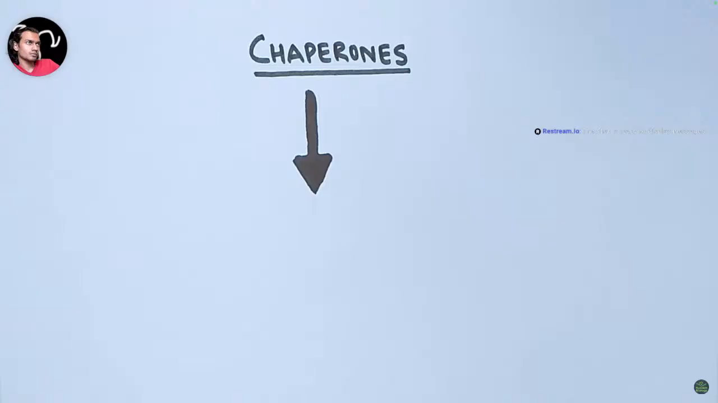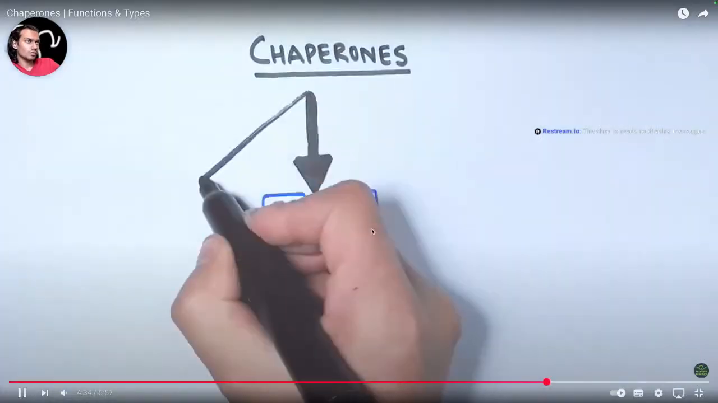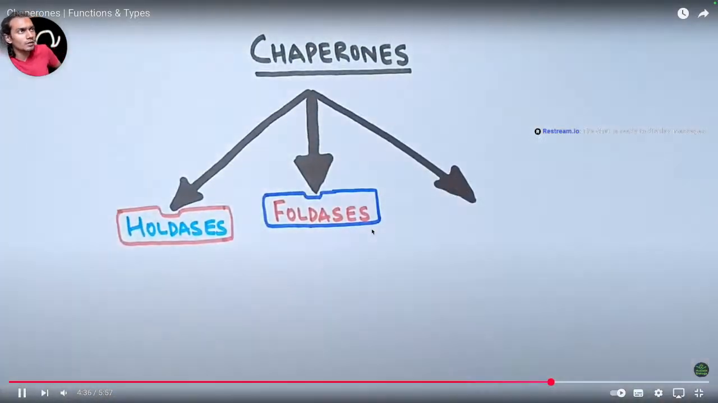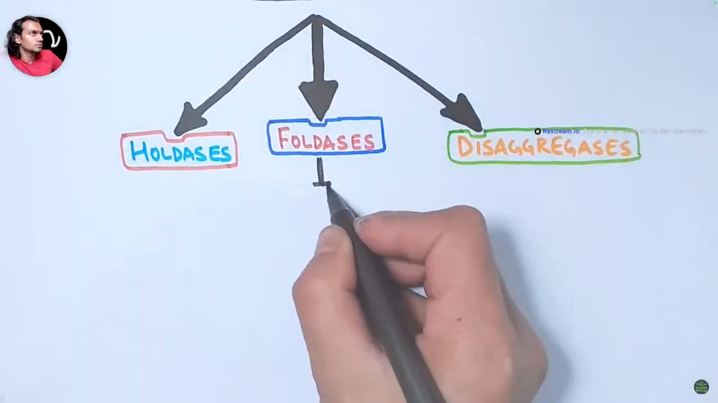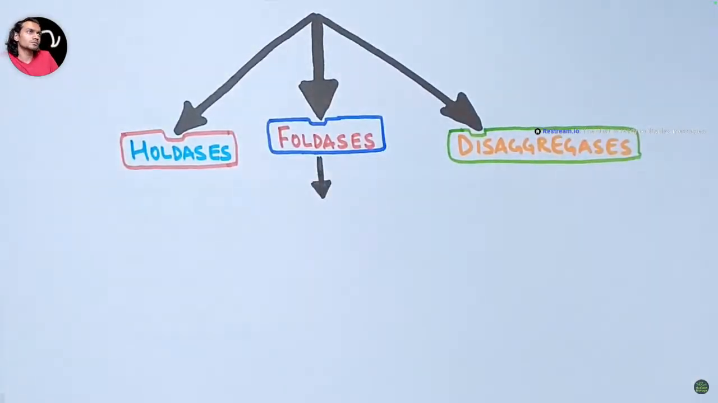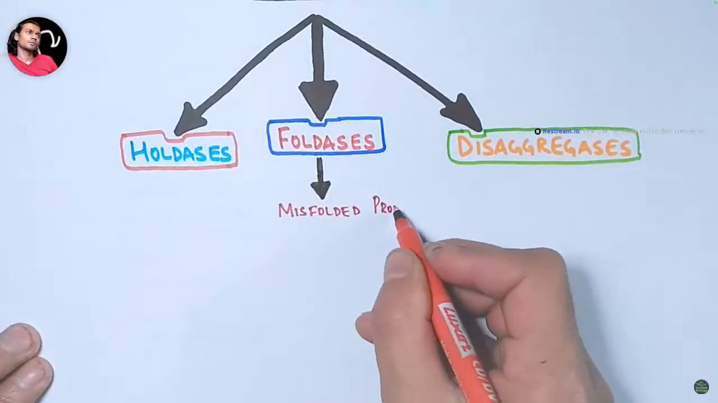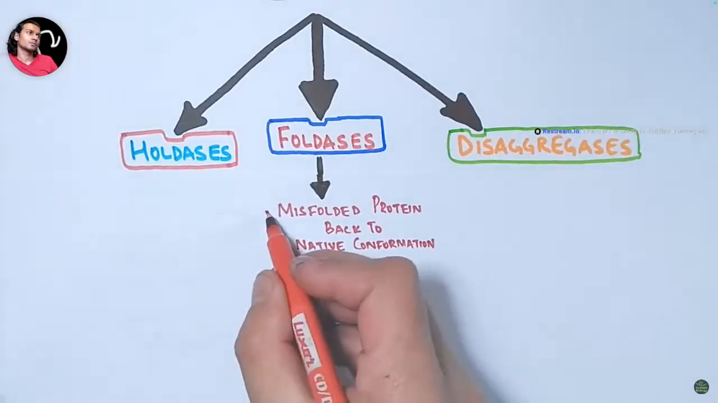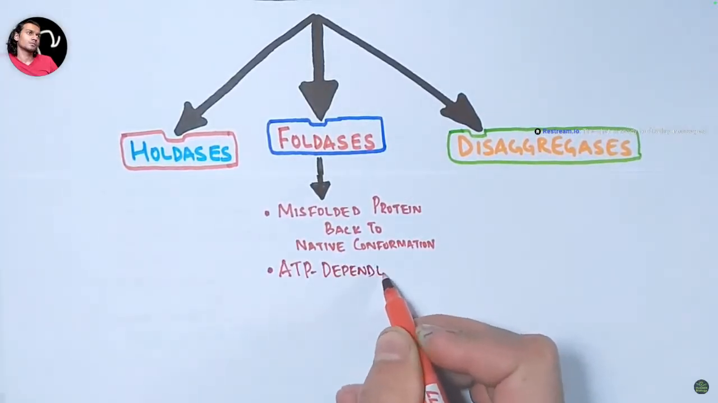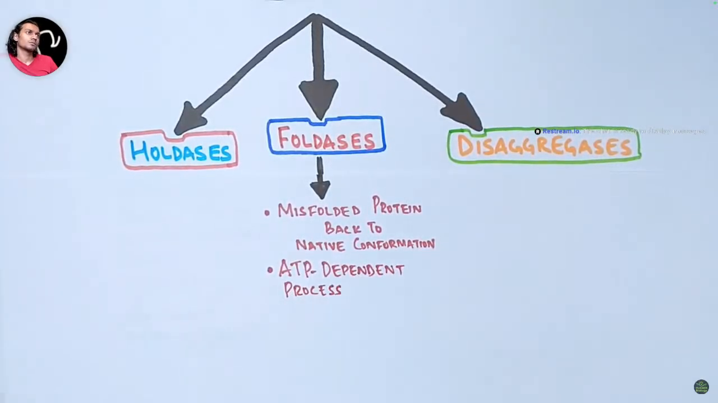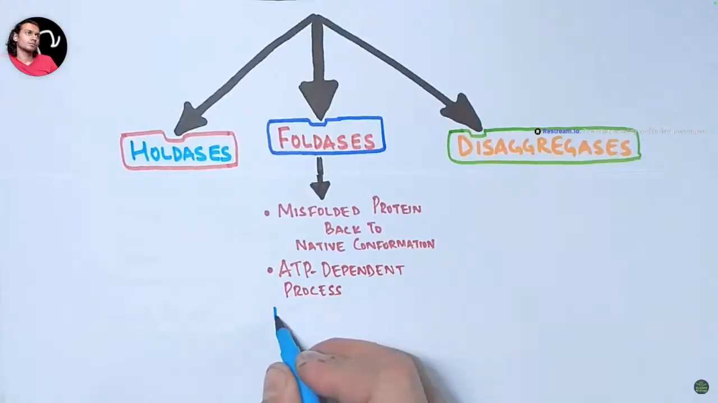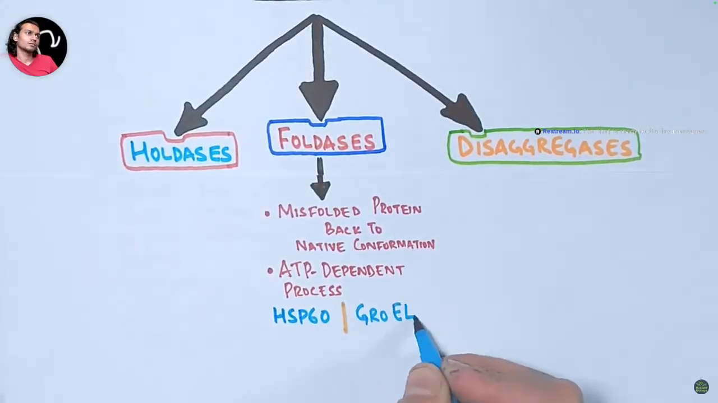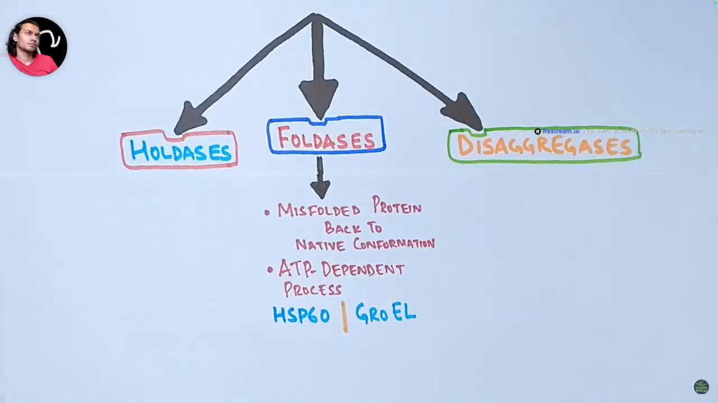On the basis of chaperone activity, we categorize the chaperones into three classes. First one is the foldases, second one is the holdases, third one is the disaggregases. Foldases, as the name implies, are the chaperones that assist in folding, and also they transform the misfolded protein back to the native conformation. And these foldases require ATP, so they are ATP dependent. An example of foldases is HSP60 or GroEL in E. coli.